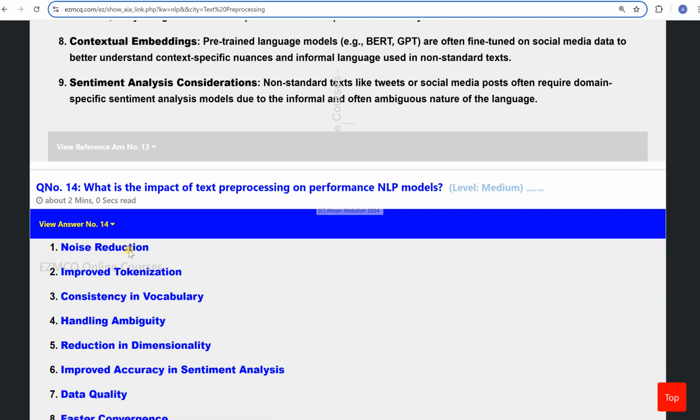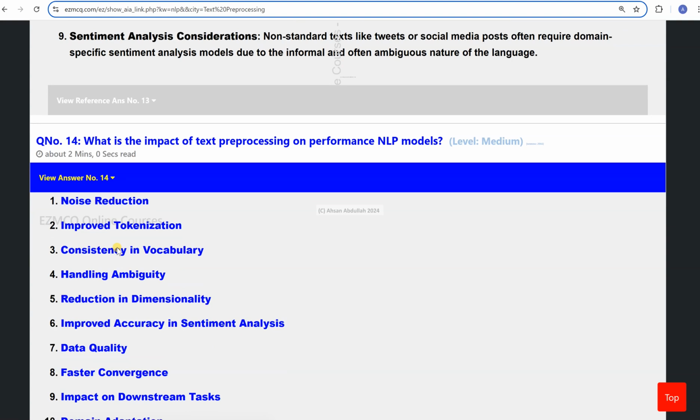For example, all of this work is done to achieve certain applications of natural language processing. It could be text generation, it could be audio generation, it could be speech recognition, and so on. So reducing the noise improves the quality of the results. Then there is improved tokenization. When noise is reduced, the quality of the tokenization improves because it does not take the noise into consideration. And as I said, for the normalization part, there is consistency in the vocabulary.